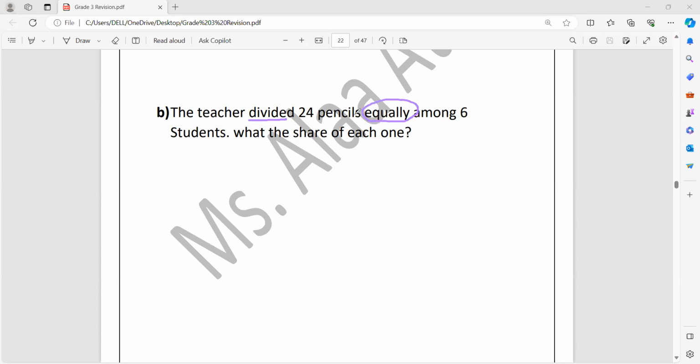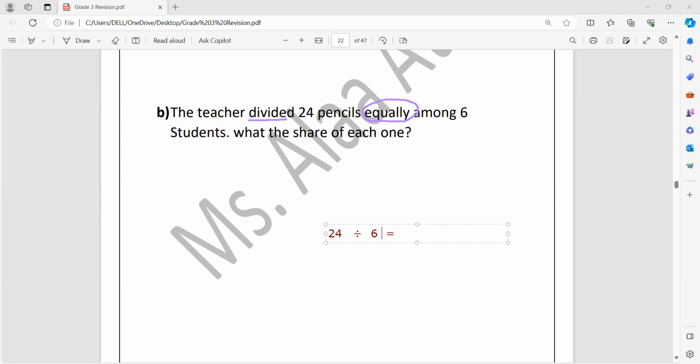Where is the total number of pencils? All the pencils equal 24, so we will put 24. This is the total number, the dividend. And I want to divide it by how many students the teacher will distribute these pencils among. 6 students. So we have 24 divided by 6 equals.